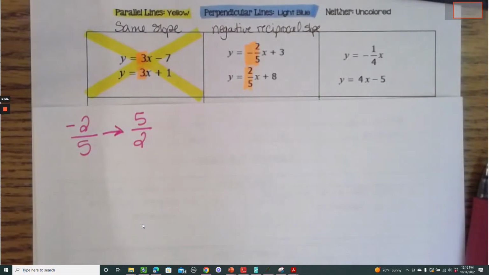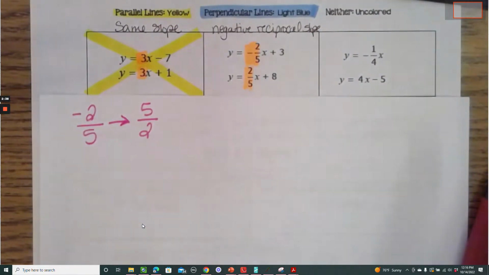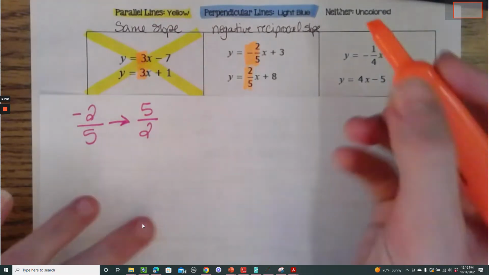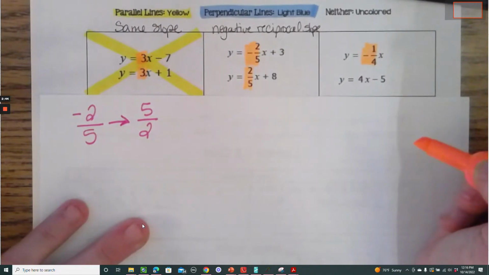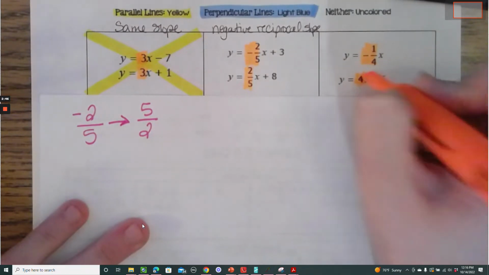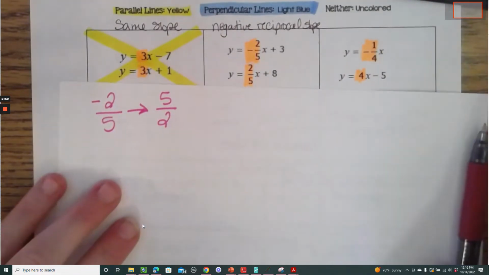Check if they're the same. Check if they're negative reciprocals. If it's not either, then it's neither. All right, next one. For this one, my slope is negative 1/4. For this one, my slope is 4. Are they the same? No. So now we have to check negative reciprocal.